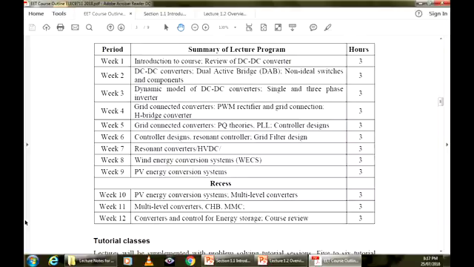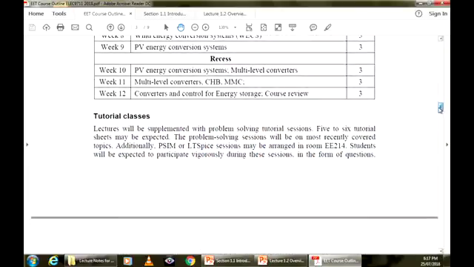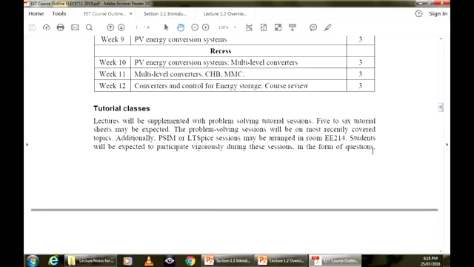And then we spend some time on multi-level converters. And then we also look at converters and control for energy storage. Finally, of course, we'll review what we have done by week 12. As I said earlier, there will be tutorial sheets with problems on the web page, and solutions are also provided there. But there will be no formal tutorial class.